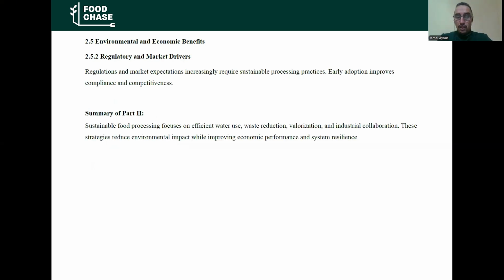About environmental and economic benefits also, regulation is one of the best and principal questions for industry in applying this concept of recycling of the water and use of biotechnology to preserve the valorization of the waste. Regulation and market expectations increase requirements for sustainable processes and practices. Early adaptation improves compliance and competitiveness.